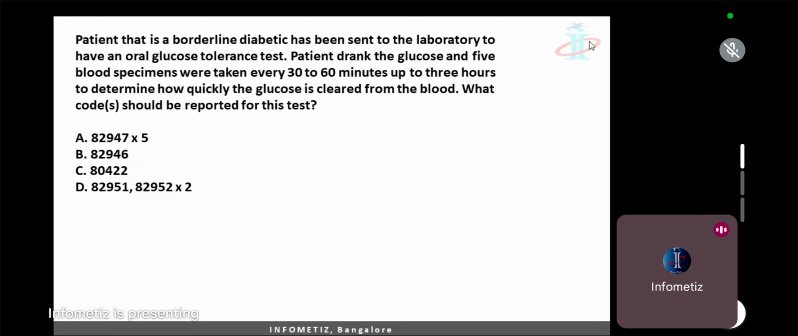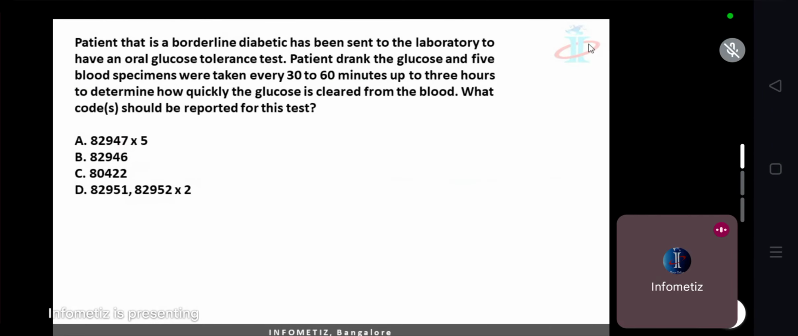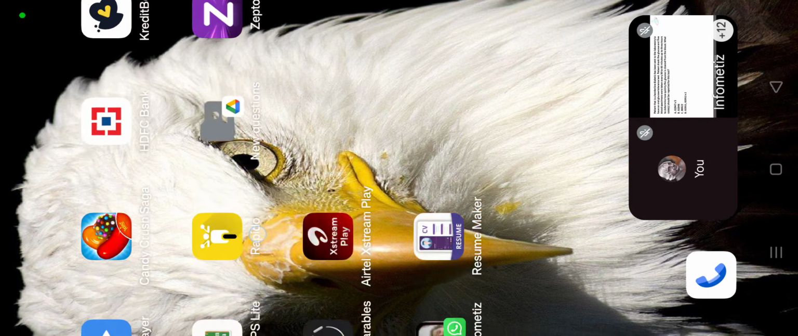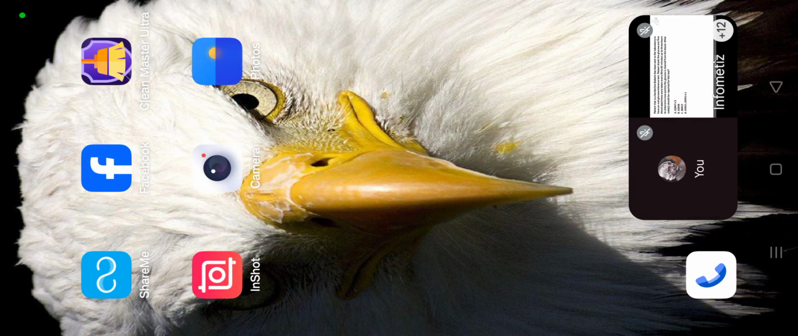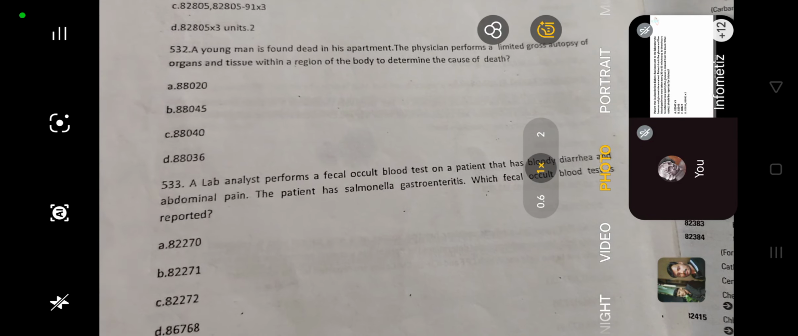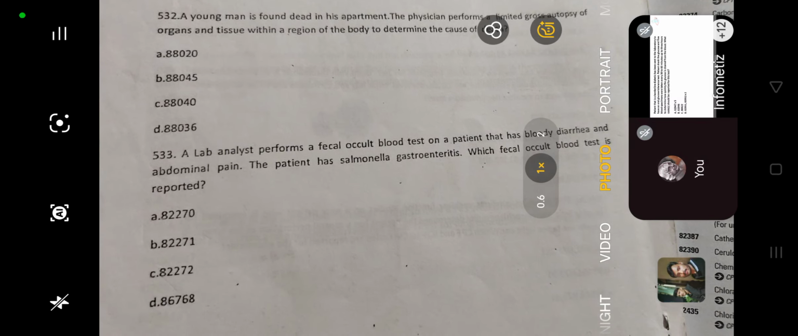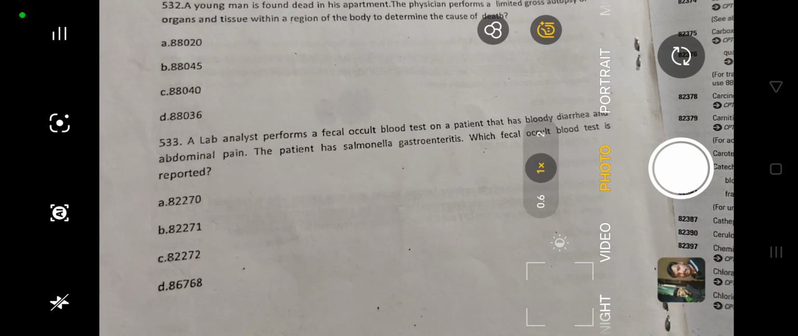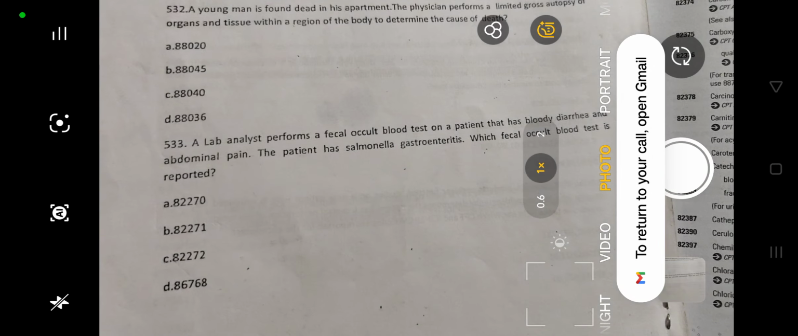A patient who is a borderline diabetic has been sent to the laboratory to have an oral glucose tolerance test. Five glucose blood specimens were taken every 30 to 60 minutes up to 3 hours to determine how quickly the glucose is cleared from the blood. Can we check 82947 or 82946 or 80422? No, 80422 we will leave.